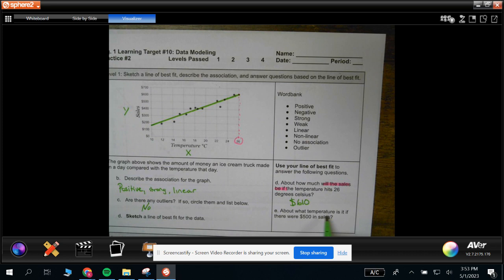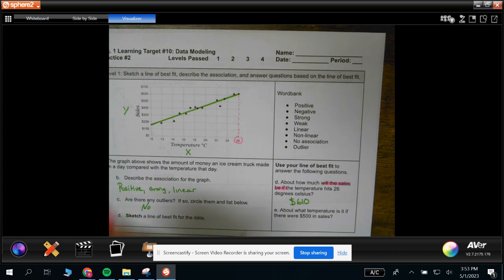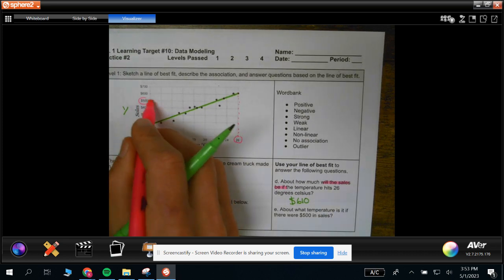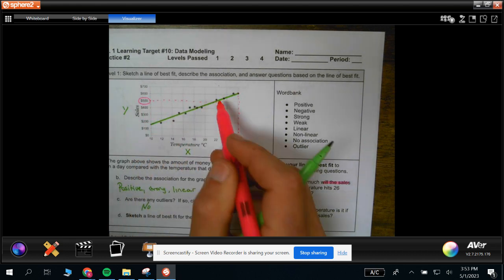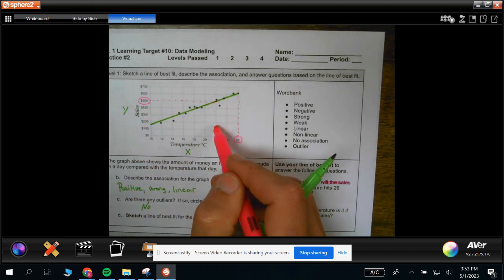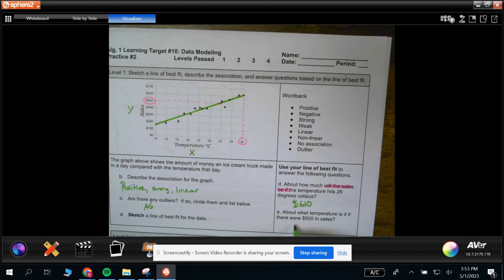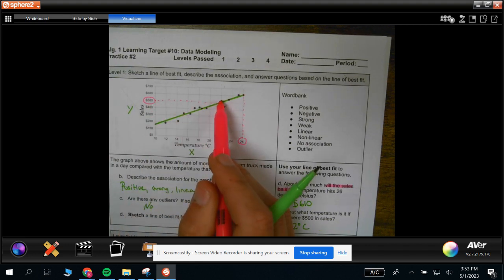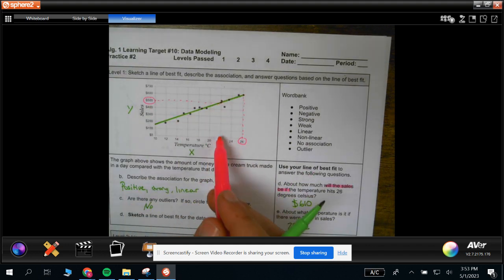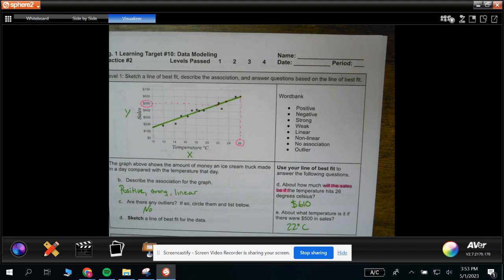Next, about what temperature is it if there were $500 in sales? Well, I see $500 in sales right there. I go track over and see what my line says. It says it's right around here. Go down, looks like it's about 22 degrees Celsius. Again, I just went across to see where my line had a y value of 500 and then found the x value.